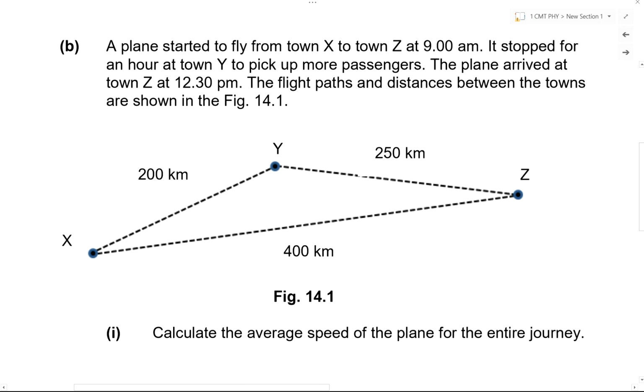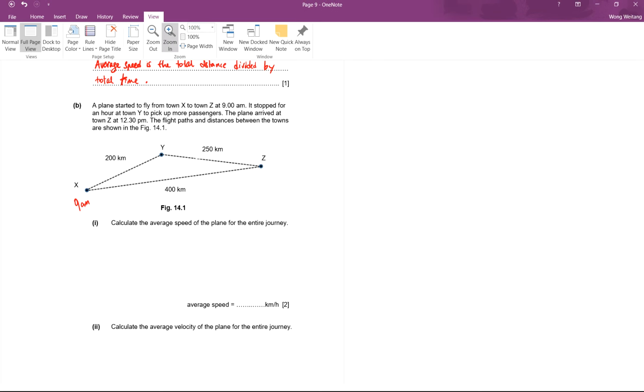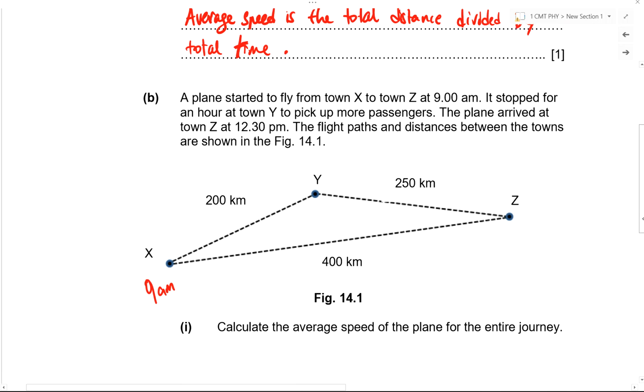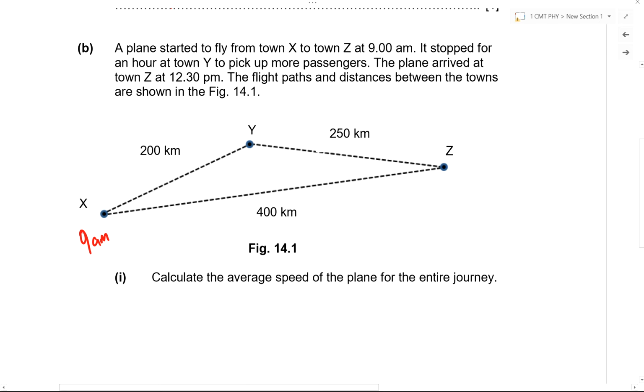Okay, here we have a scenario. A plane starts to fly from X to Z at 9 a.m. Then it stopped for an hour at town Y to pick up more passengers. When it went to point Y, how long did it stay there? 1 hour. Okay. Now it arrived at town Z at 12:30. The flight paths and distances are shown. Tell me, what is the total time taken to go from X to Z?